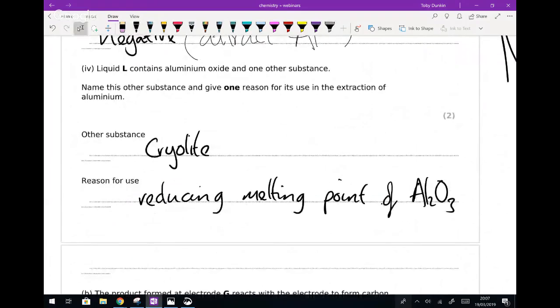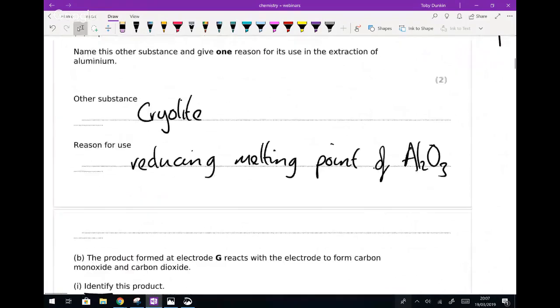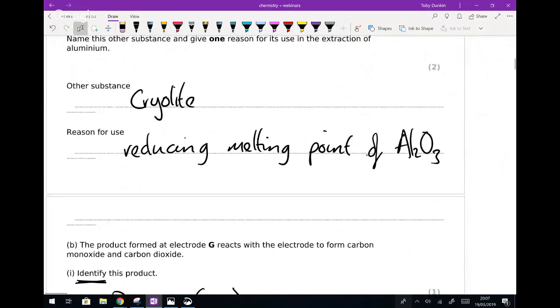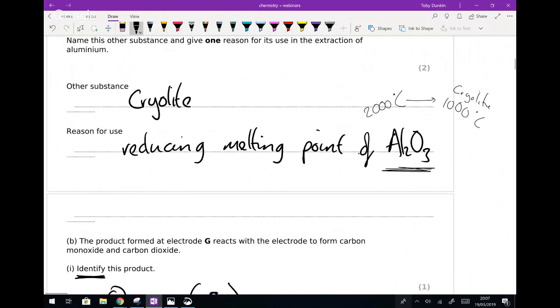Right. Liquid L contains aluminium oxide and the answer is cryolite. We add cryolite because it reduces the melting point of aluminium oxide. Aluminium oxide's original melting point is 2000 Celsius. With cryolite, 1000 Celsius, which is always nice. It reduces the melting point.